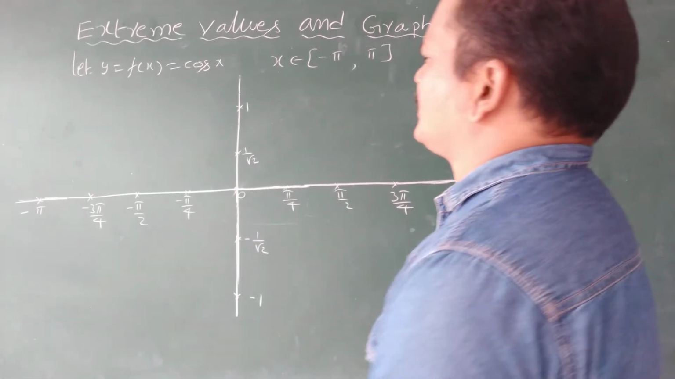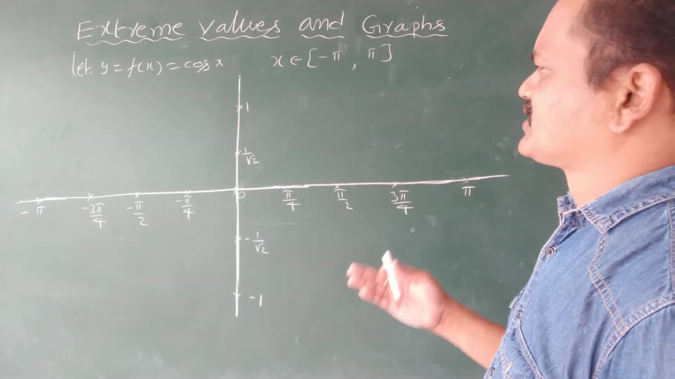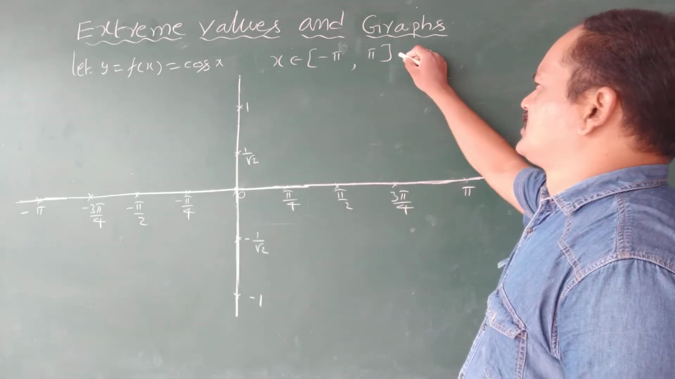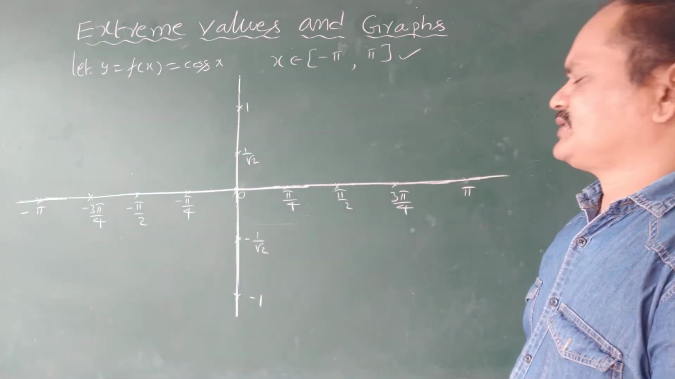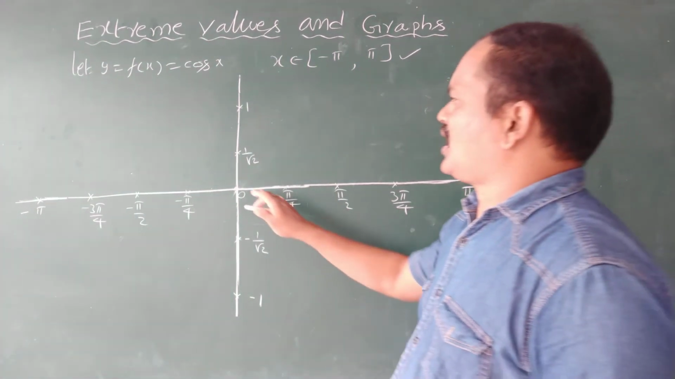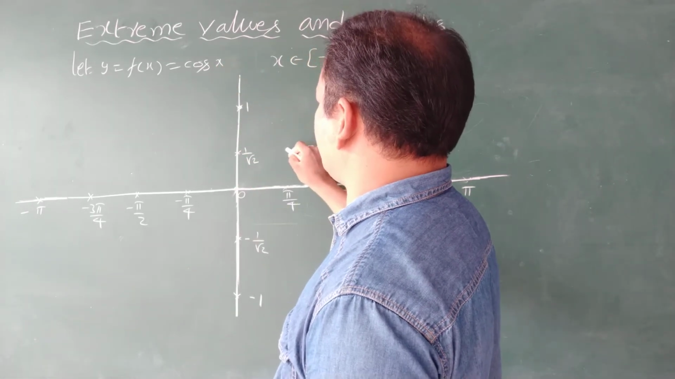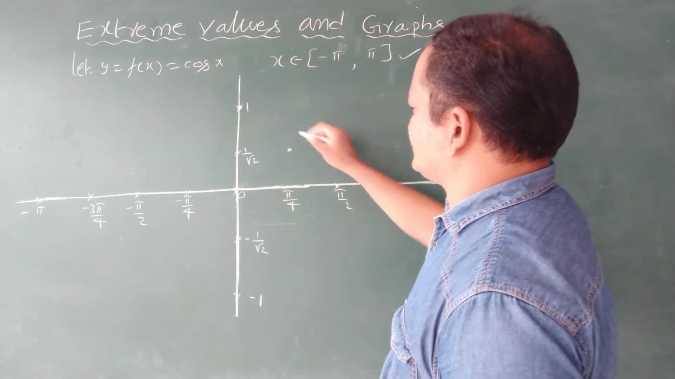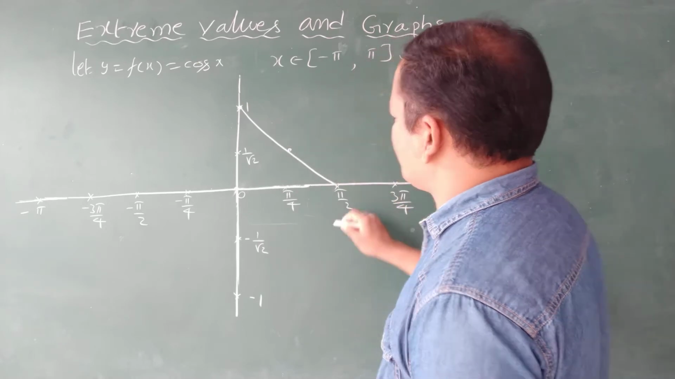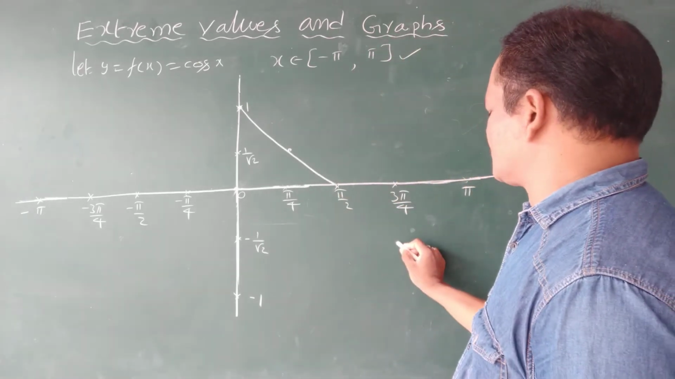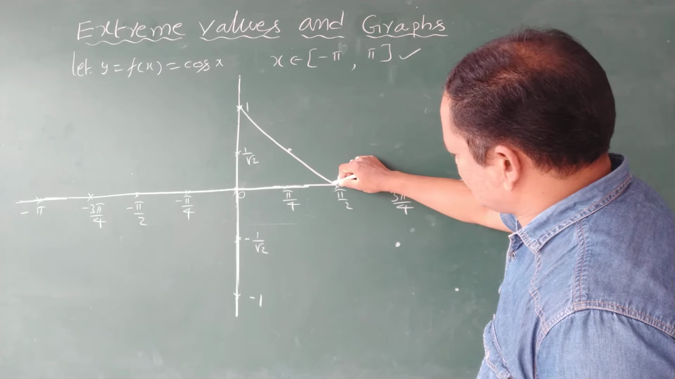Similarly, we take y is equal to f of x is equal to cos x. That means we have to draw the graph of the cos x function in between the interval x belongs to minus pi to pi. Same process here. cos 0 is 1. cos pi by 4 is 1 by root 2. cos pi by 2 is 0. That's why the graph looks like this. And cos 3 pi by 4 is minus 1 by root 2, and cos pi is minus 1. So like this.